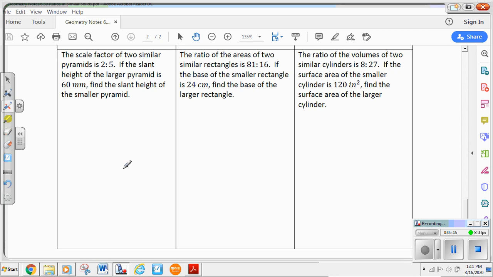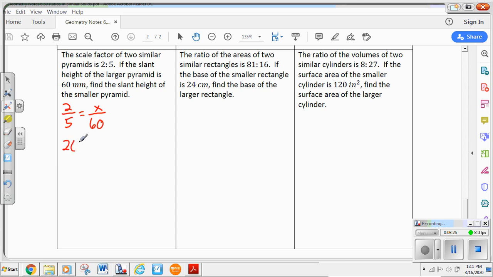The scale factor of two similar pyramids is 2 to 5. If the slant height of the larger pyramid is 60 millimeters, find the slant height of the smaller pyramid. 2 over 5 is small over large, so the large pyramid height would go in the denominator. Small will be the numerator. Scale factor is one dimension. Slant height is also one dimension. There is no dimension change here, so we will solve this as it is already.